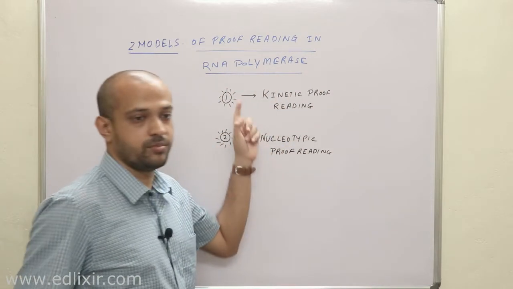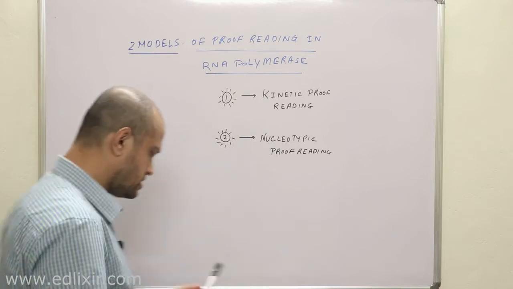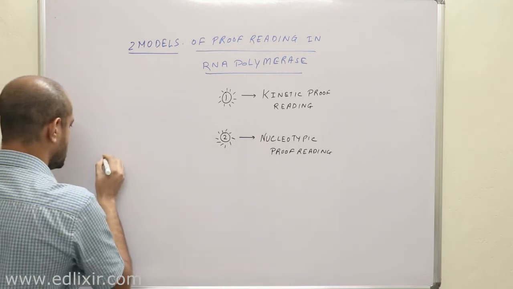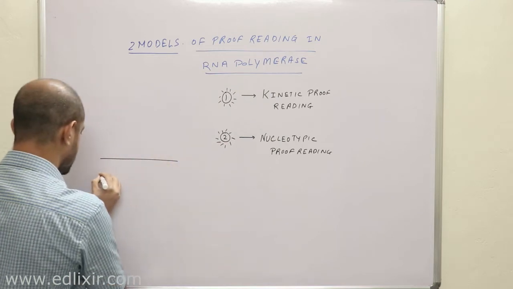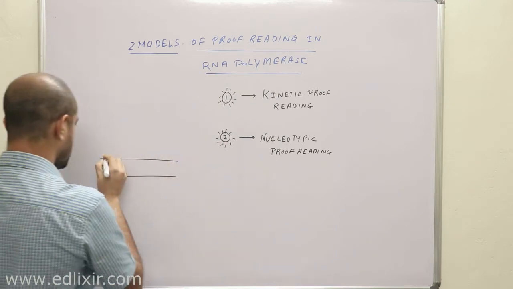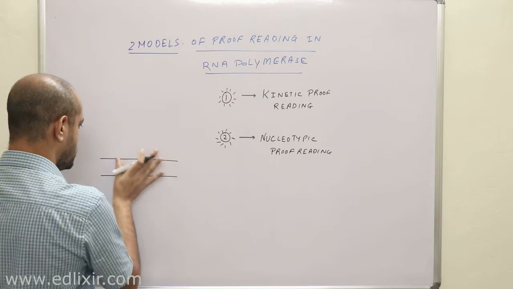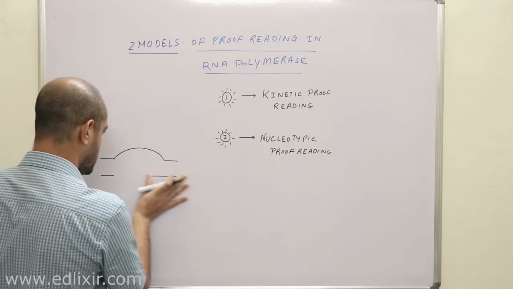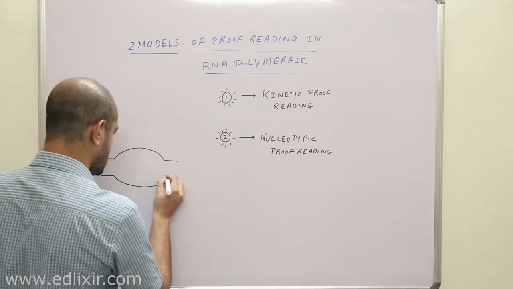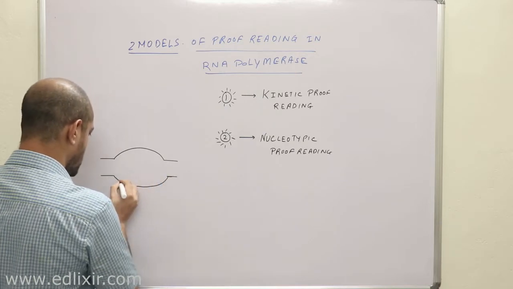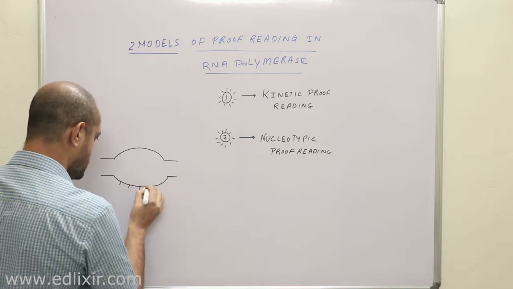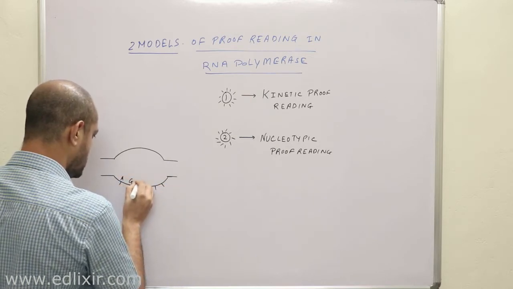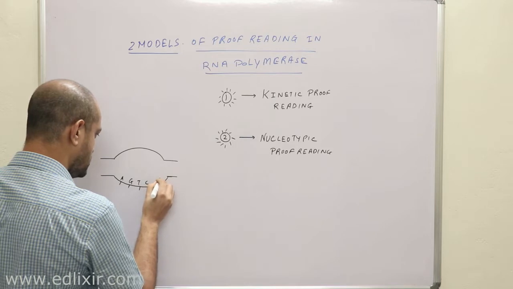Now, a very important point you need to understand is this. This is kinetic proofreading. Suppose this is your DNA, and suppose this is the RNA bubble, or transcription bubble. This is called the transcription bubble. Okay, and there are flipped bases here, right?